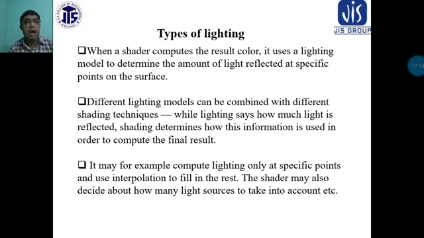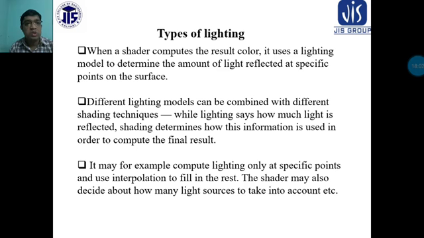Lighting says how much light is reflected, and where the light is reflected, and what you are observing. Shading determines how this information is used to compute the final result. It may, for example, compute lighting only at specific points and use interpolation to fill in the rest.